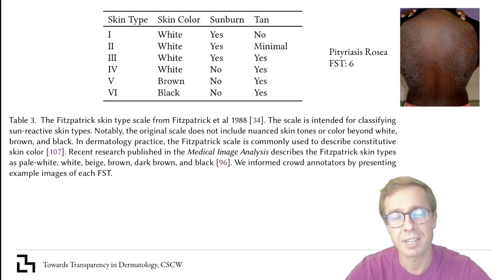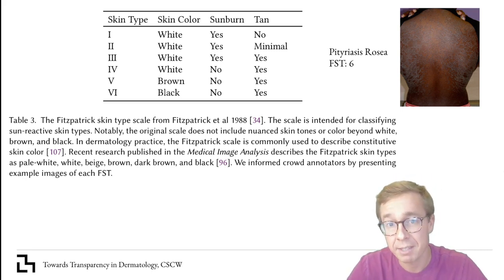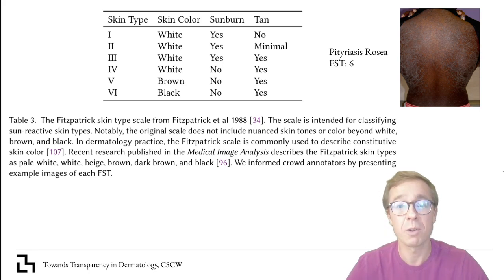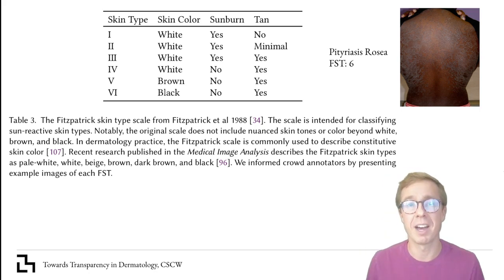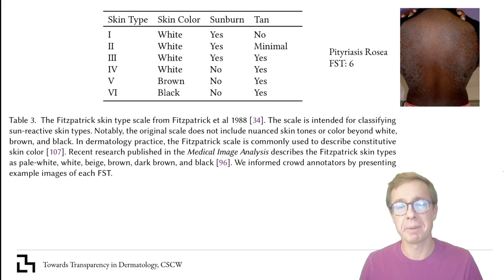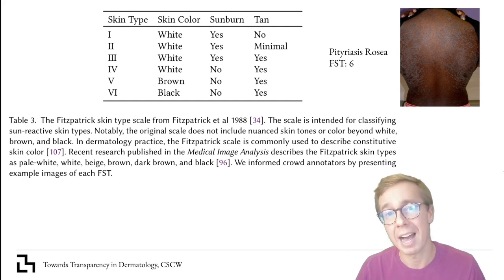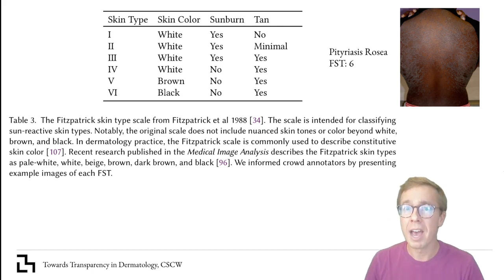Now, given that there's some degree of subjectivity of estimating Fitzpatrick skin type from an image, one question is, who has the authority to do so? Who is qualified to do so? Should this be done by dermatologists? Could this be done by an algorithm at the same level of agreement as a board-certified dermatologist? And what about crowd workers?